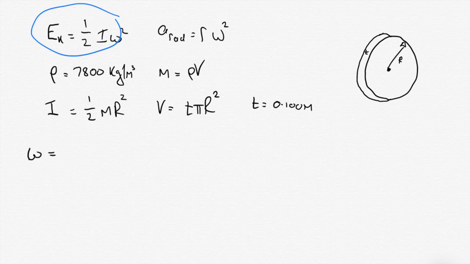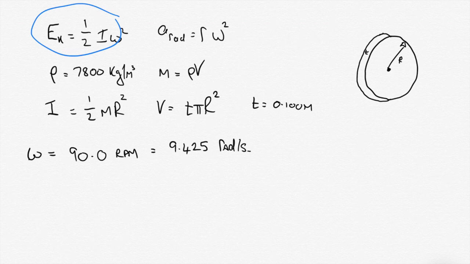We also have omega, the angular velocity, which is 90 revolutions per minute. Revolutions per minute is no good to us when we work through these problems using SI units, so we can quickly convert that, and that gives us 9.425 radians per second, which is our proper unit for angular velocity.